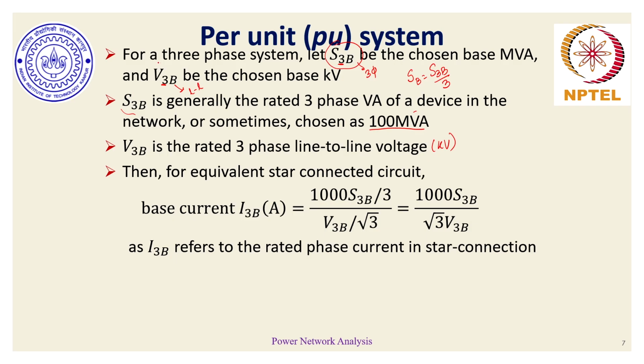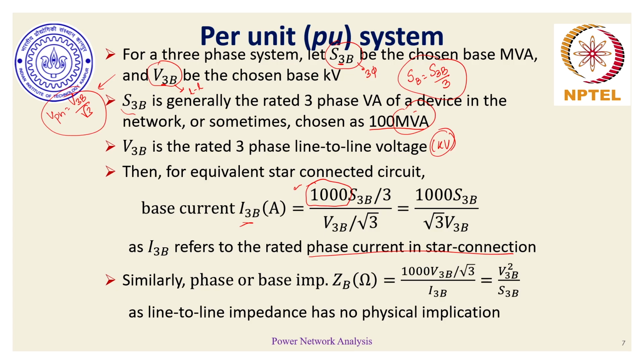And V3B is definitely some line voltage, because that's how power and voltage specifications for three phase systems work. The corresponding phase voltage in terms of magnitude would simply be V3B by root 3. Now, if you compare these formulas with the term sitting over here, they are more or less similar except that the factor of 1000 is coming in. The factor of 1000 is coming in because the base power unit is MVA, whereas the base voltage unit is kV. And that's how the base current definition comes in. By convention, it refers to the rated phase current in a star connection.